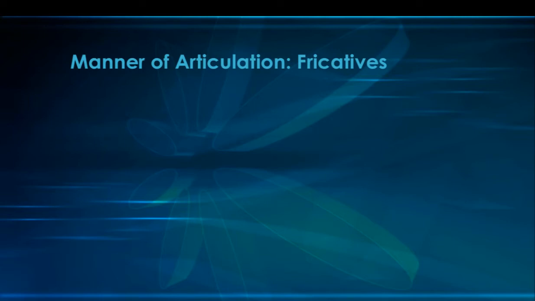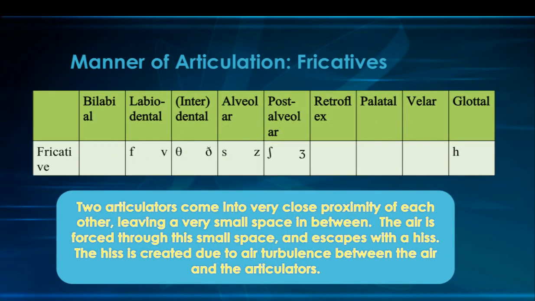But the tongue does not have to come into complete contact with any passive articulators at all in your mouth. Sometimes it comes close to them, but leaves a tiny narrow channel. The air escapes through this channel with a hiss, as in the sounds f, v, th, th, s, z, sh, zh, and h. The term for this rush of air is frication, and that is why the sounds produced with it are called fricative.